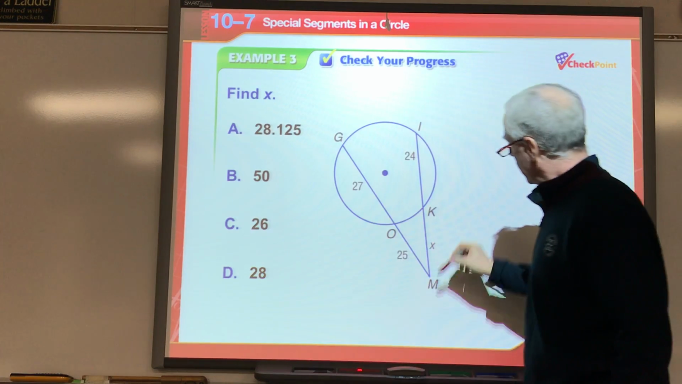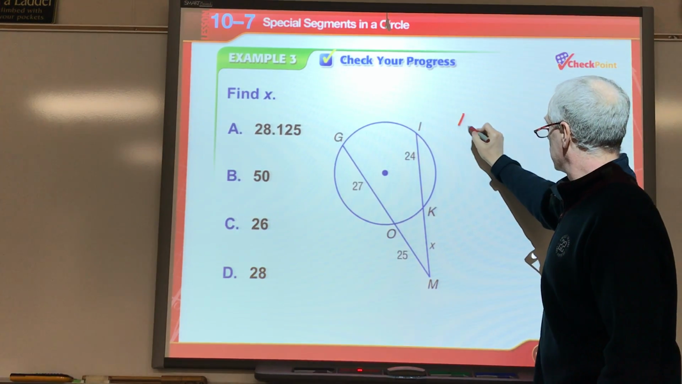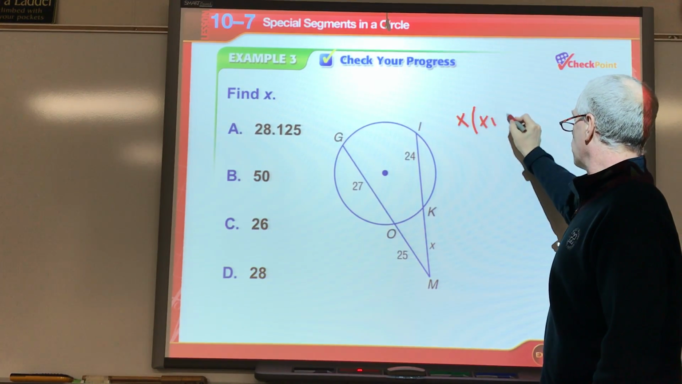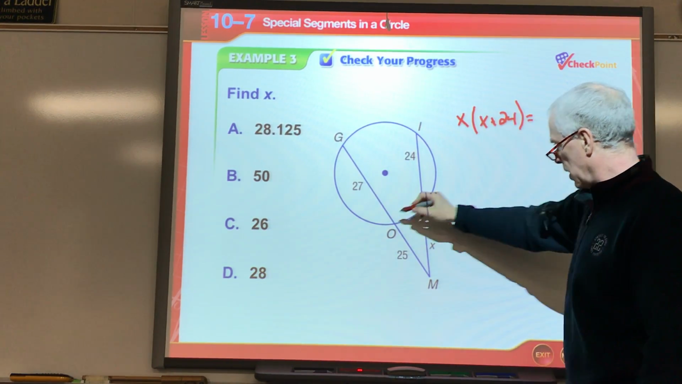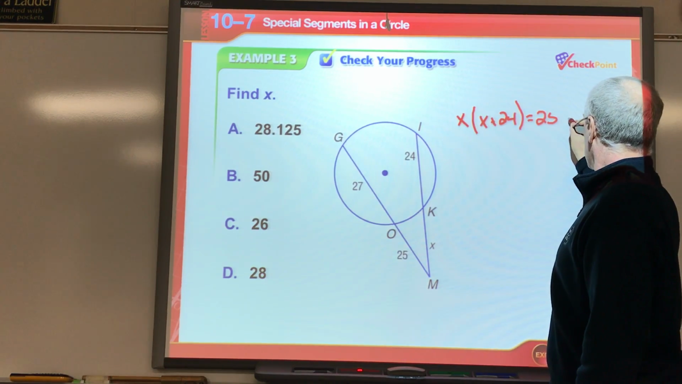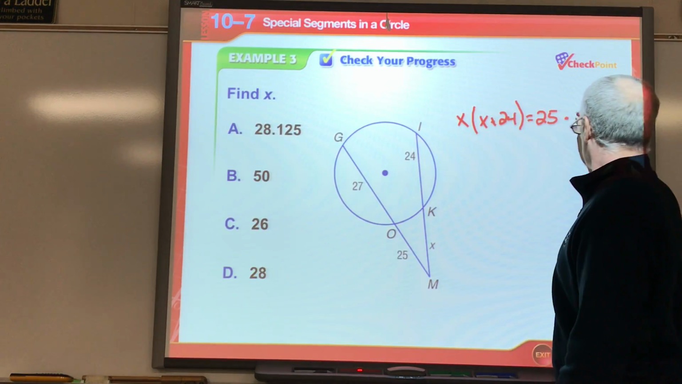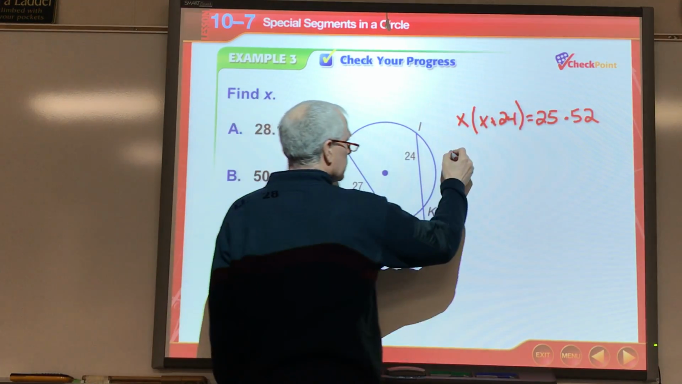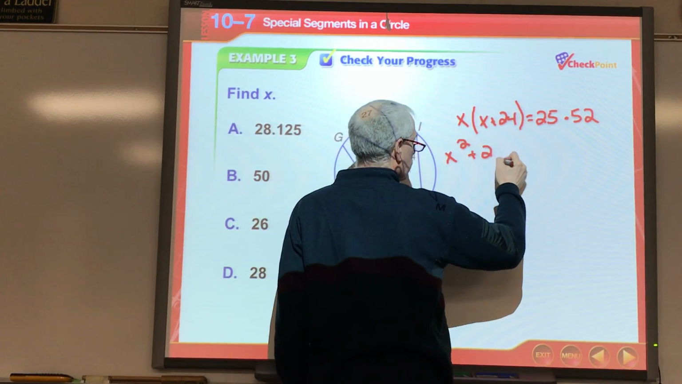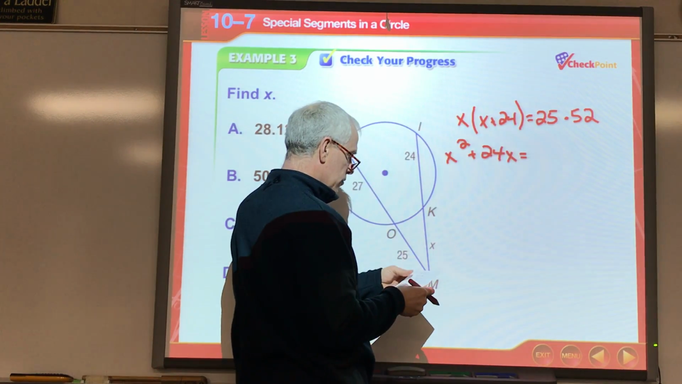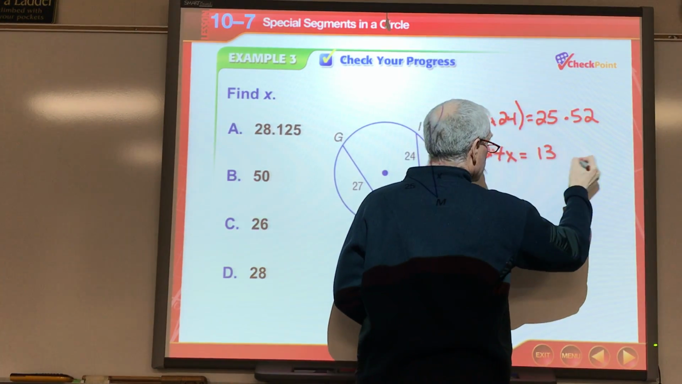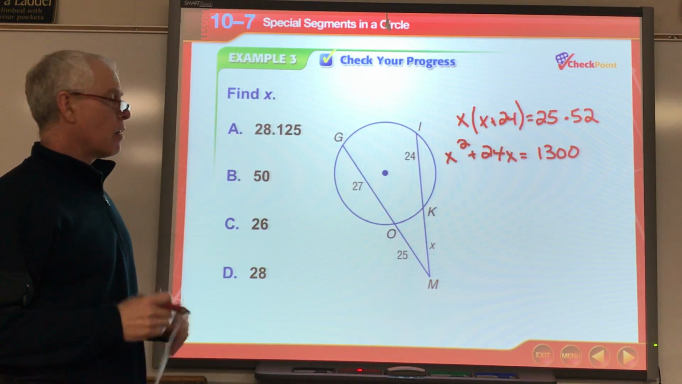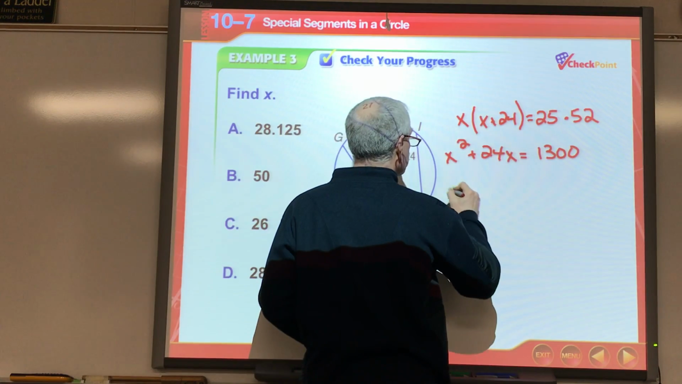So I've got the external part here, which is x, times the length of the whole secant segment, which is x plus 24. And that's going to equal the outside part, which is 25, times the length of the whole thing, which is 52. Okay? So algebraically, I distribute that x. And 25 times 52 is 1,300. I only know that because I worked it out prior. I'm not doing this off the top of my head. Okay? So now I've got a quadratic.